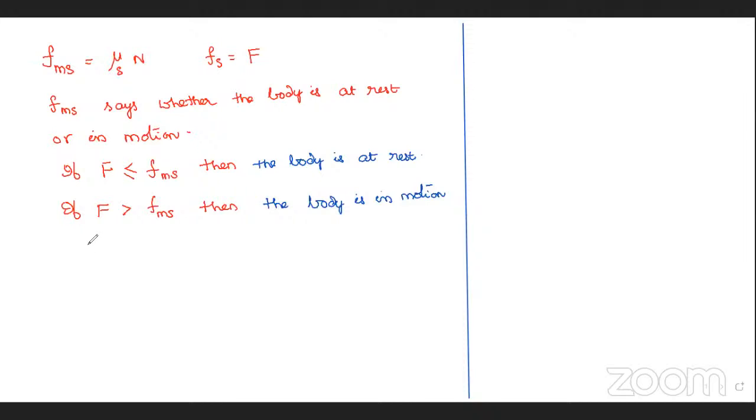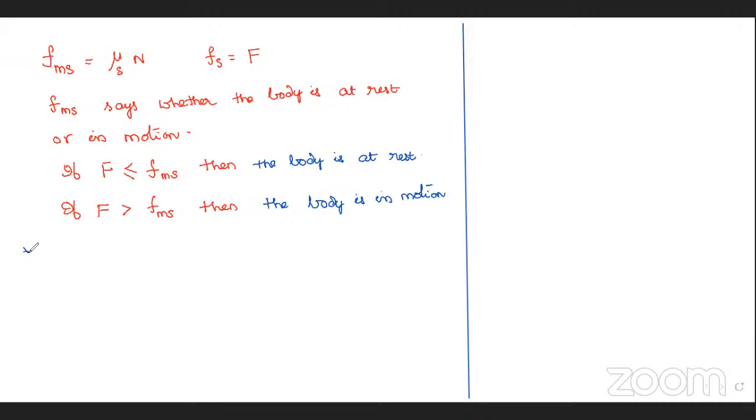Already I said a few examples on the inclined plane and on the horizontal plane. If the force applied is less than or equal to FMS, what is the static friction we found in the previous examples, yesterday and in Saturday's class? Okay, I think you understood. Come to the other model here.